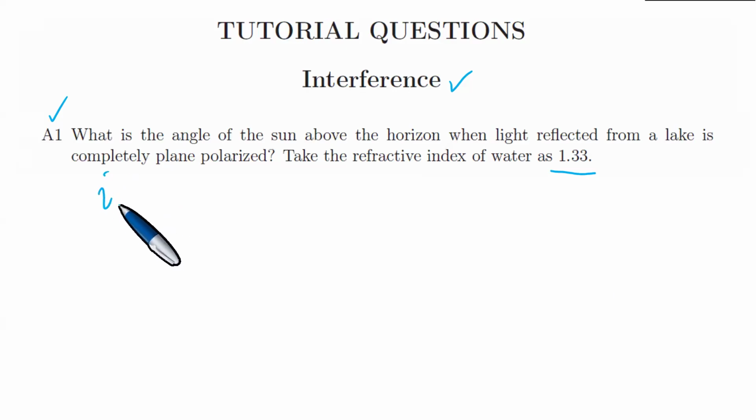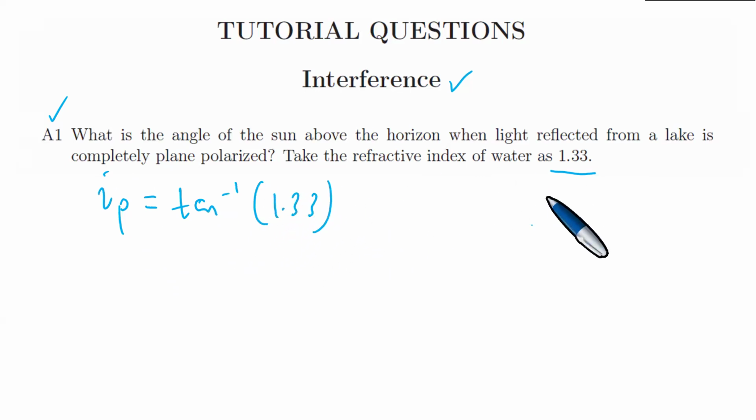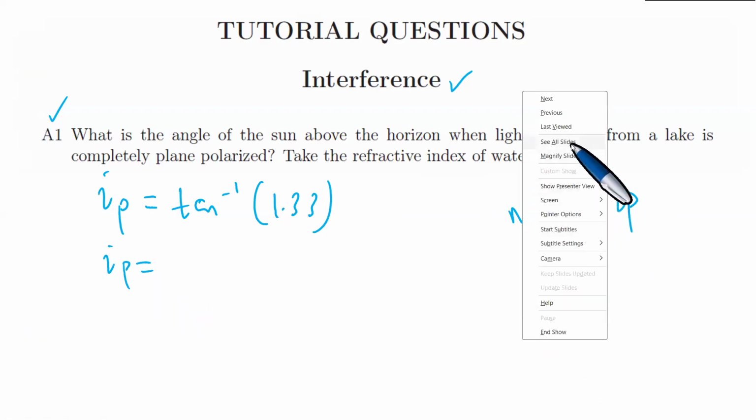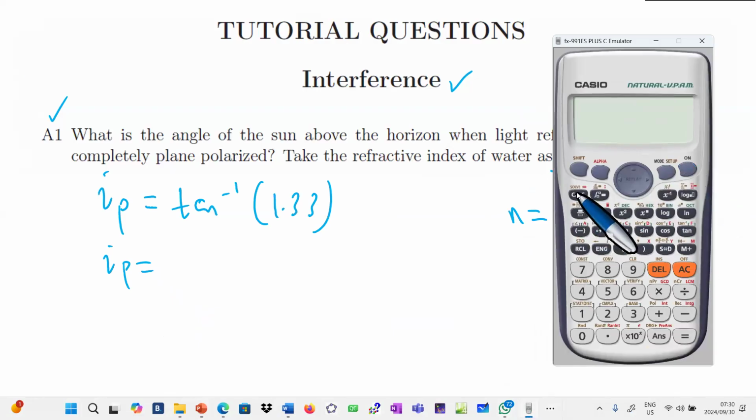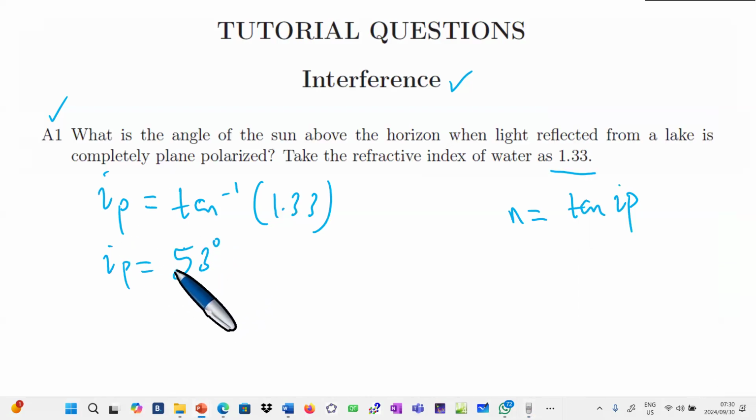So now, when it's completely polarized, we note that the incident angle of polarization becomes the arctan of 1.33, or we can say tan of IP equals 1.33. So you're going to use a calculator: arctan of 1.33, and then you close, which is exactly 53.06. So we can say it is approximately 53 degrees.